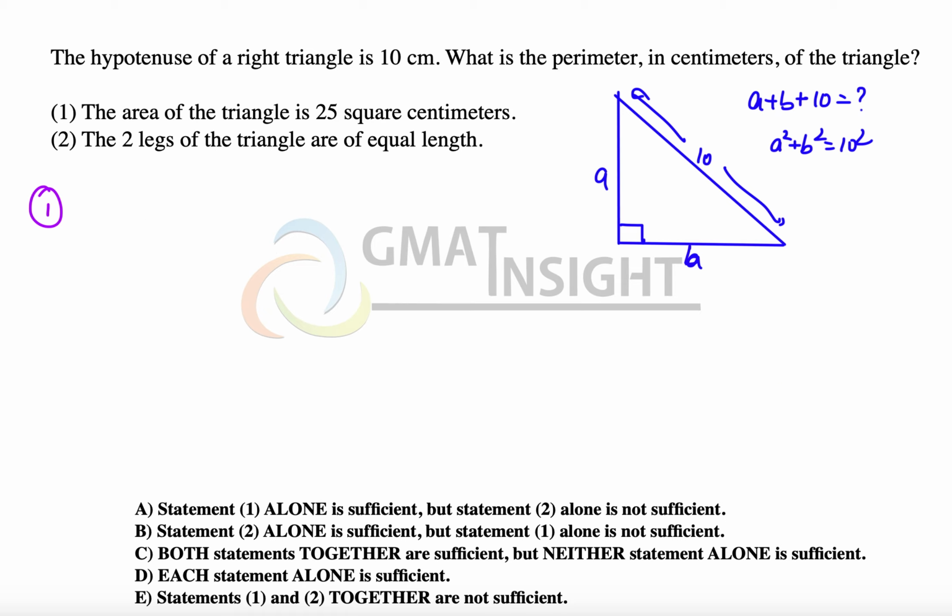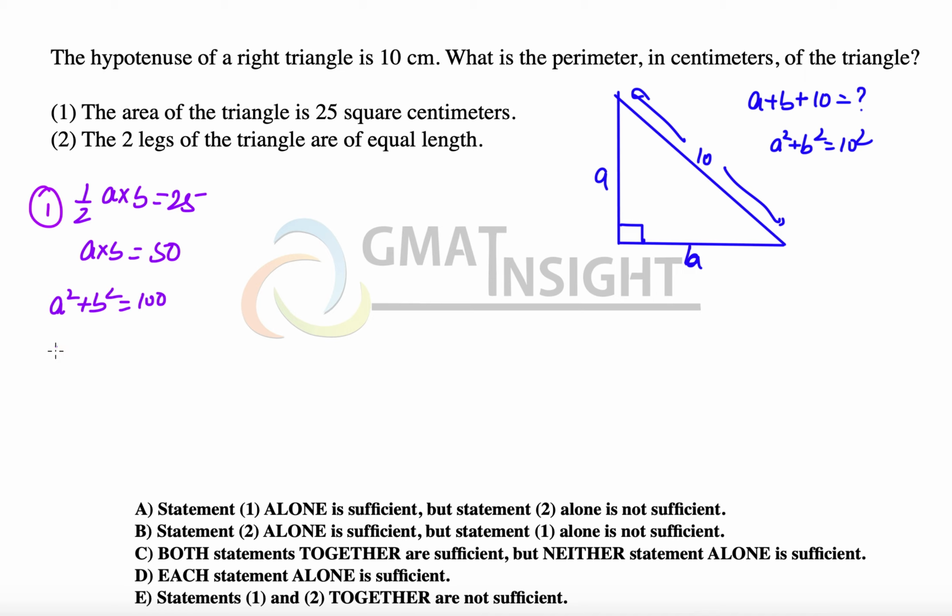We can say that half of base into height, where let's take base as b. So half of b multiplied by a is equal to 25 square centimeters. That means a into b is equal to 25 times 2, 50. Now we have two equations. One is a square plus b square is equal to 100 and the second is a into b is equal to 50. So we can substitute the value of b from this equation into this and then simplify this.